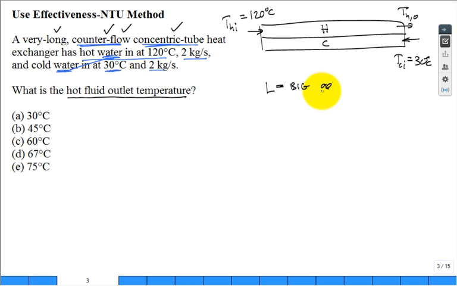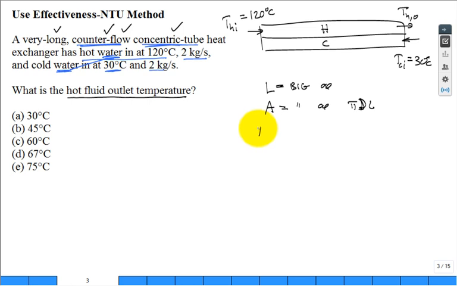Okay, if L is infinity, what is the area through which the heat is transferred from one fluid to the other fluid? Small or big? Big. It's also infinity. And the equation would be pi D L if you knew that diameter of that inner tube. Okay.